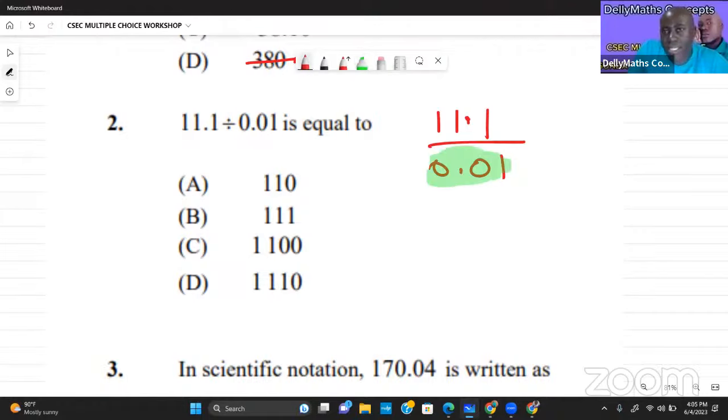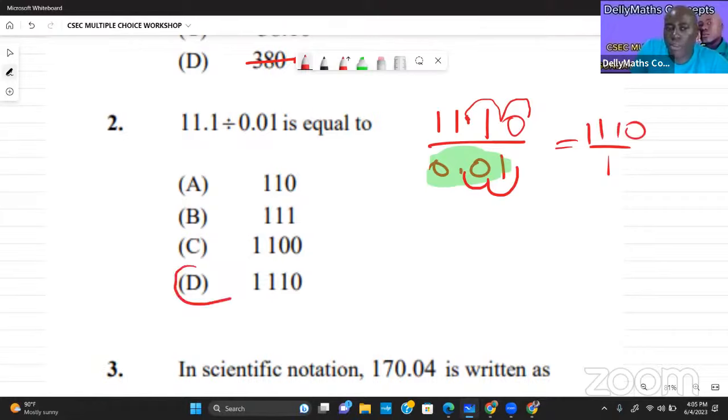So this part, we want to turn this into a whole number. It simply means I'm going to move this decimal point 2 places to the right for it to become 1, right? So I have to do the same. 1, 2. So when I move it 2 places to the right, I would have 1,110 over 1, which is the same thing as just saying 1,110. So the answer is D. All right.